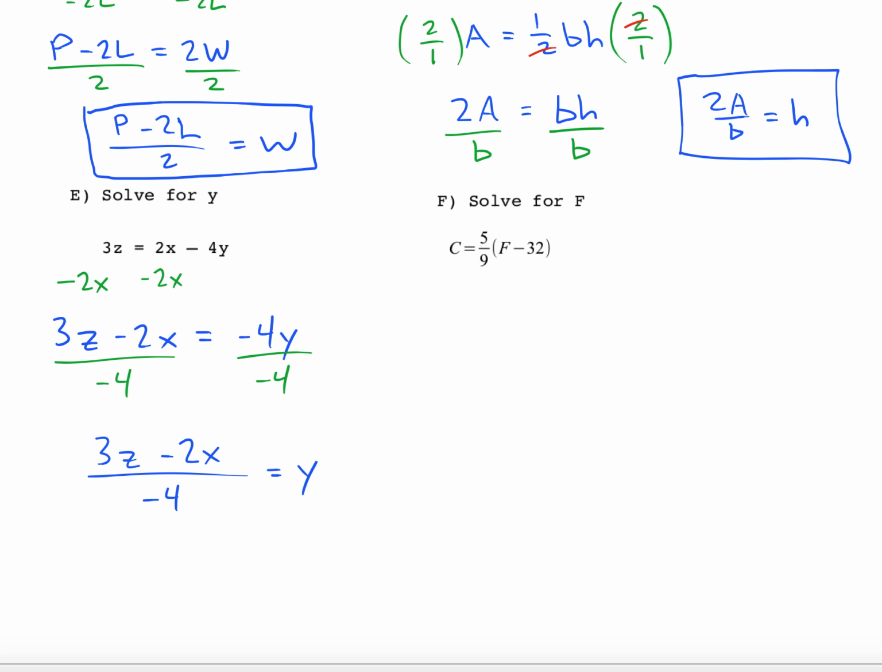But technically in math, we don't want the denominator to have a negative in it. It's not considered simplified. So instead, we're going to make a change. Let's switch the denominator's sign to positive. But if we do, then we have to switch the sign of every other term as well. And that would be fine. So negative 3z plus 2x over 4 equals y. That could be a good answer.